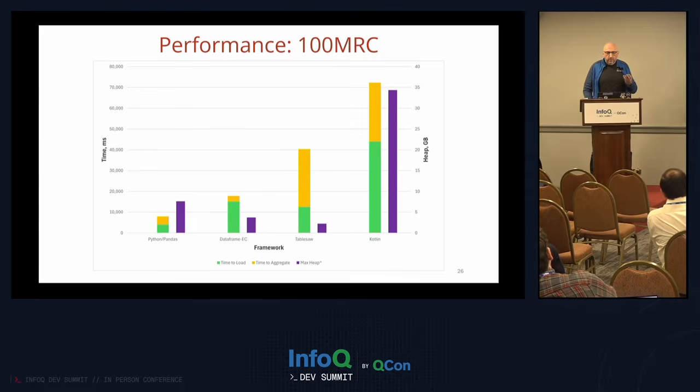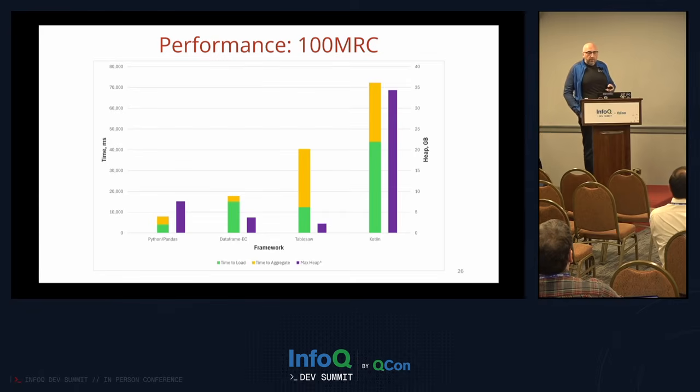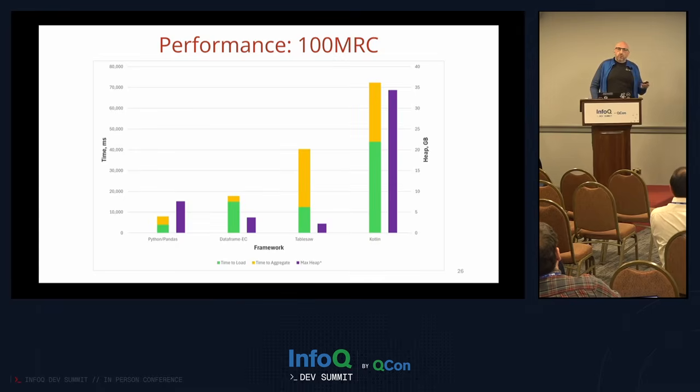Yeah, the way to read this slide is the first for each of the frameworks, we have Python, DataFrame-EC, Tablesaw, and Kotlin. The first column is execution time, split between time to load and time to aggregate. And the second column, the purple one, is maximum heap size. Well, with the caveat that for Python Pandas, there is no heap, so it's space used by the operating system process. So I think we have a pretty good idea about Kotlin.